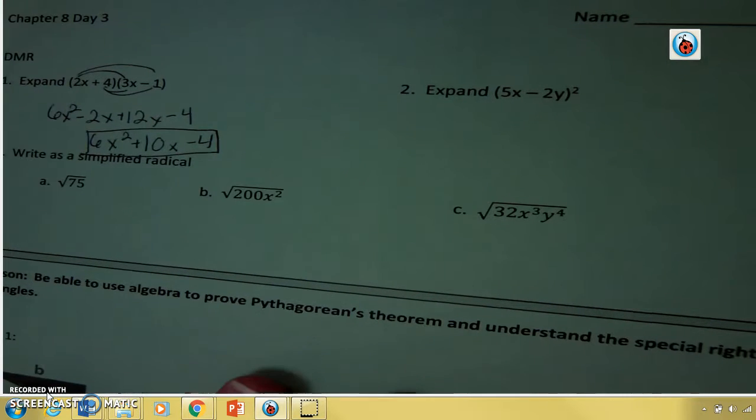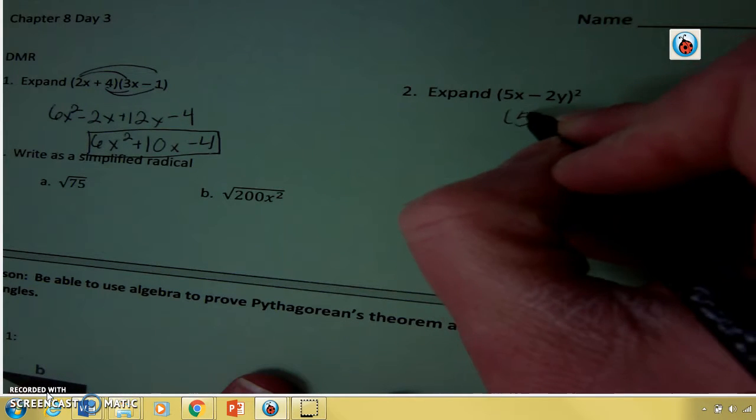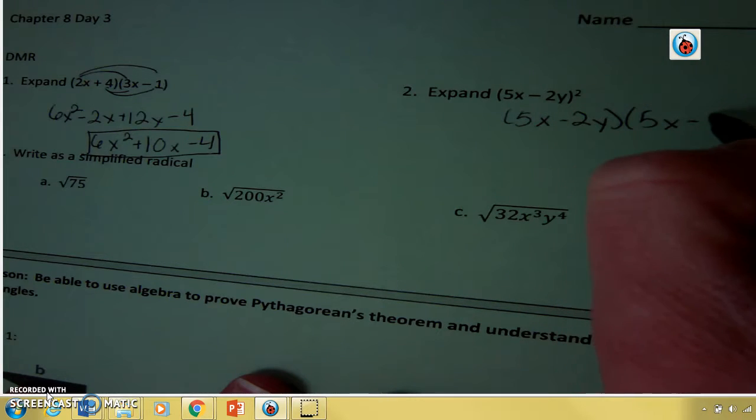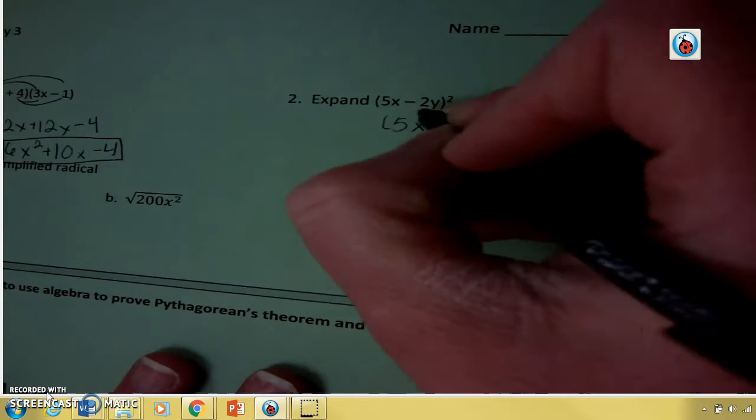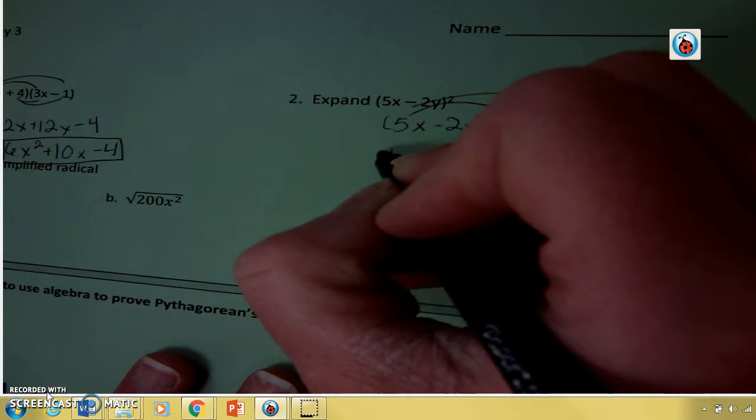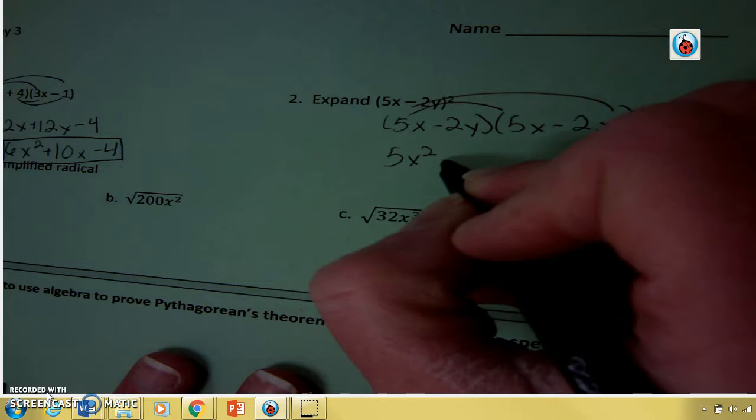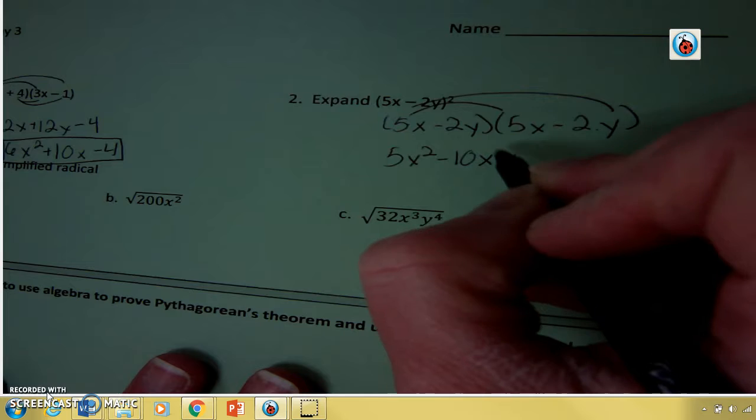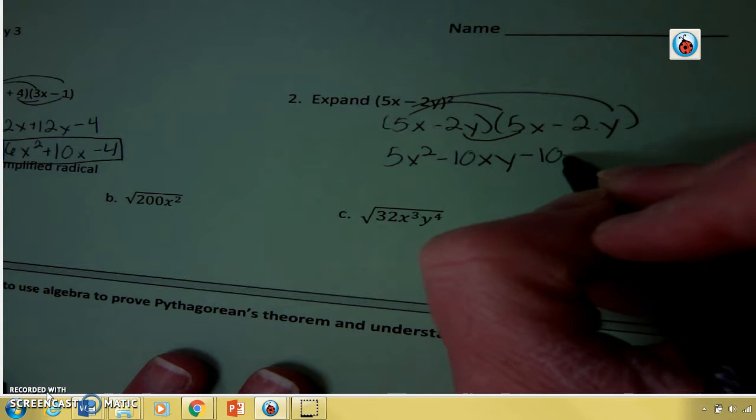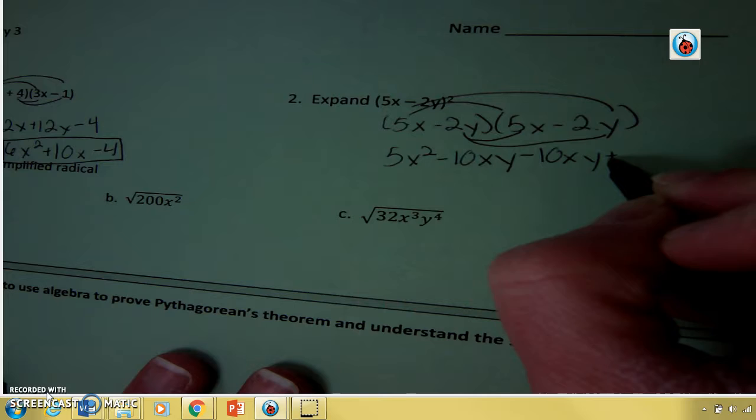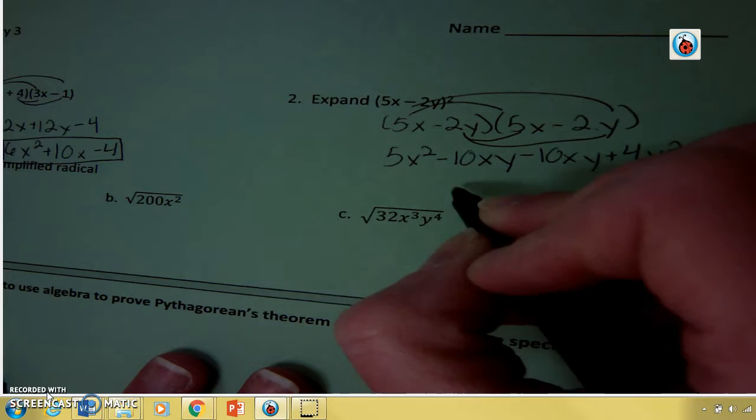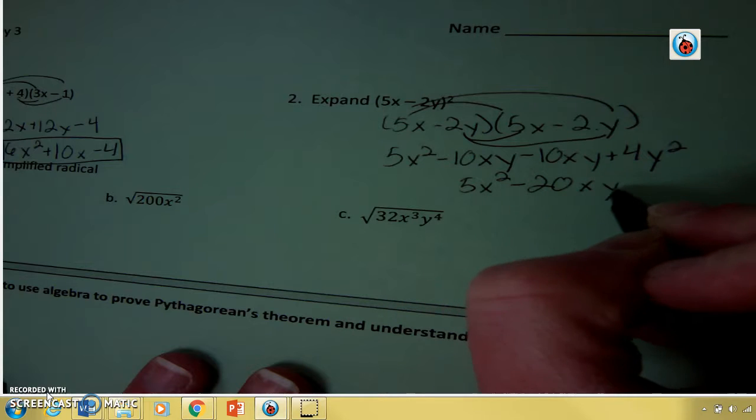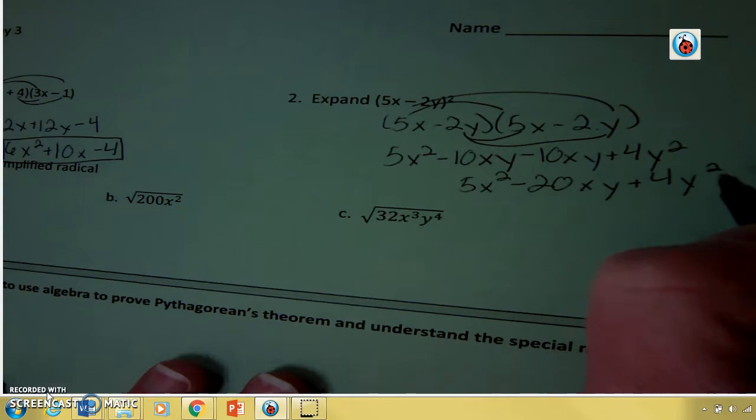The next one is a similar idea. Because it says it's squared, it means I have two of them. And again, I have to distribute everything, or often we learn the term FOIL for this. So 5x times 5x is 25x squared. 5x times negative 2 is negative 10x, sorry, it's negative 2y, so negative 10xy. It's going to be another negative 10xy, and that's going to become a positive 4y squared. Simplify with like terms, 5x squared minus 20xy plus 4y squared.